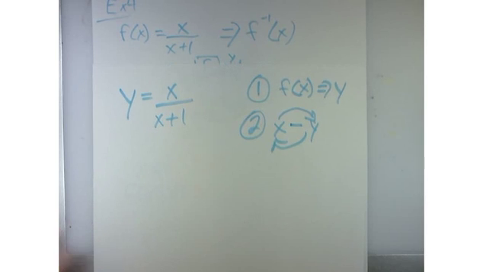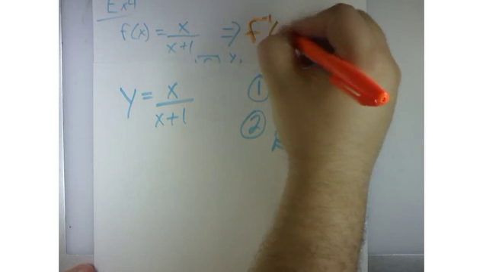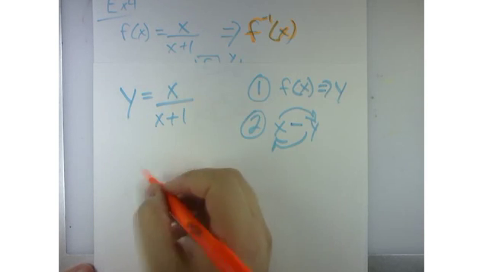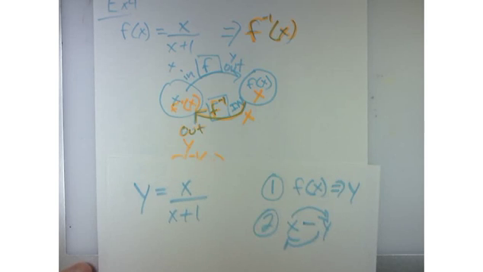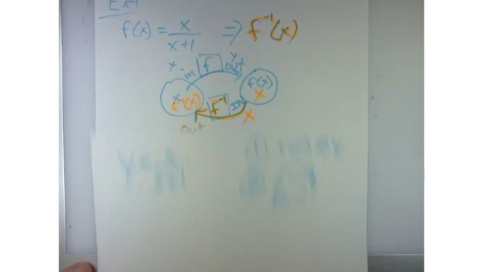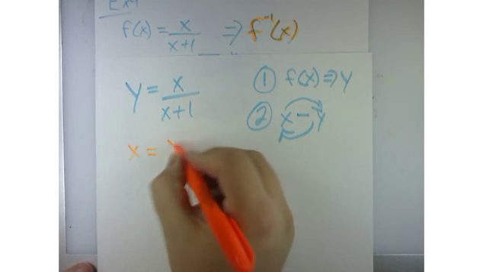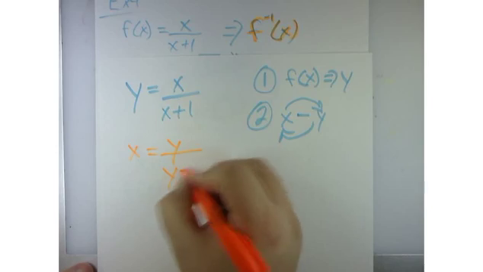So wherever there's an x, we flip-flop the x and y. And that's based on this graph here as I explain it. The x becomes y and the y becomes x when we do the inverse. So what I end up with is x is equal to y all over y plus 1.